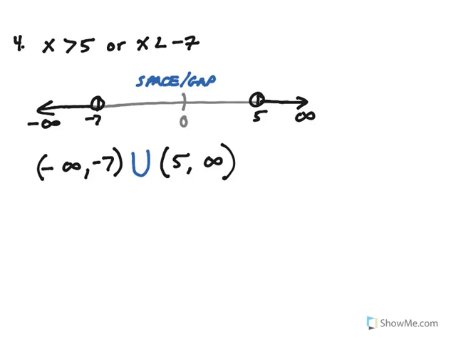close parenthesis. Okay? So here, when you have an or, the graphs are going to split in opposite directions, and there'll be a gap in between those graphs. So that is definitely not an overlap.